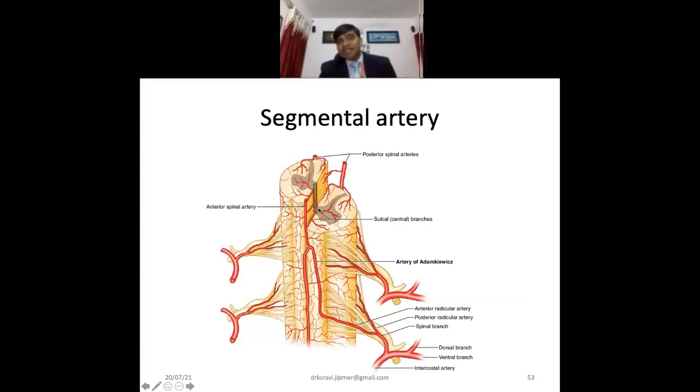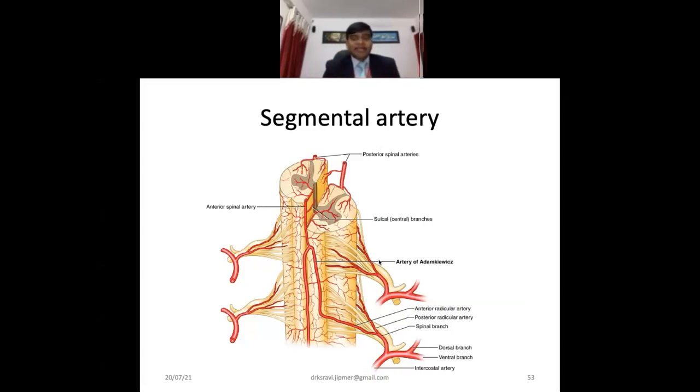Now, these segmental branches, I said, will be branches from the deep cervical, or it may be from the ascending cervical, it may be from the posterior intercostal, which comes from the dorsal thoracic, right? And apart from that, the lumbar or the lateral sacral artery. Now, these will reach the spinal cord, you can see the segmental arteries, and they will divide into two, the anterior and the posterior radicular artery. Over here, you can appreciate these are the anterior and the posterior radicular arteries along the corresponding roots. There are 8 anterior and 12 posterior radicular arteries.